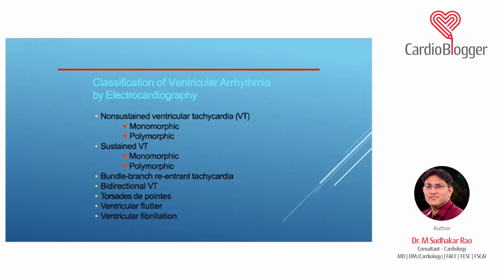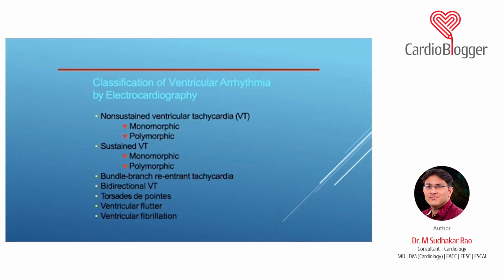They are also classified electrocardiographically as non-sustained VT. We know that if you get runs of broad QRS tachycardia lasting for less than 30 seconds, it is known as a non-sustained VT, and only if it is more than 30 seconds, then it is called a sustained VT. Both of these can be either monomorphic or polymorphic, which you can easily make out on an ECG. Monomorphic usually has the same morphology throughout. Polymorphic has a morphology which is different in the ECG. Then we can have something known as the bundle branch re-entrant tachycardia, which can be either an RBBB type or an LBBB type.